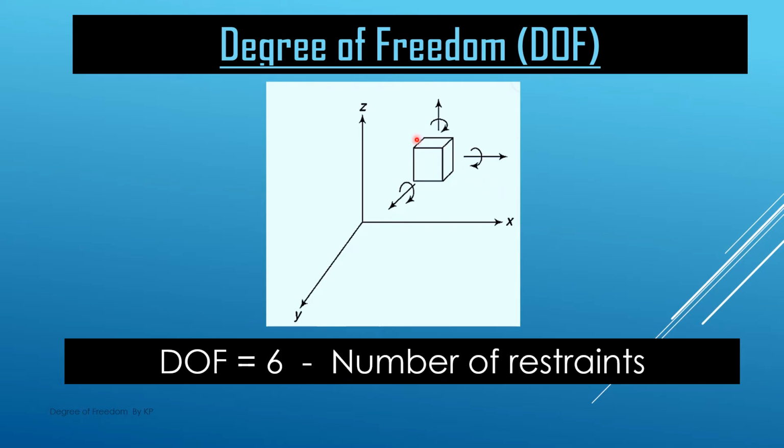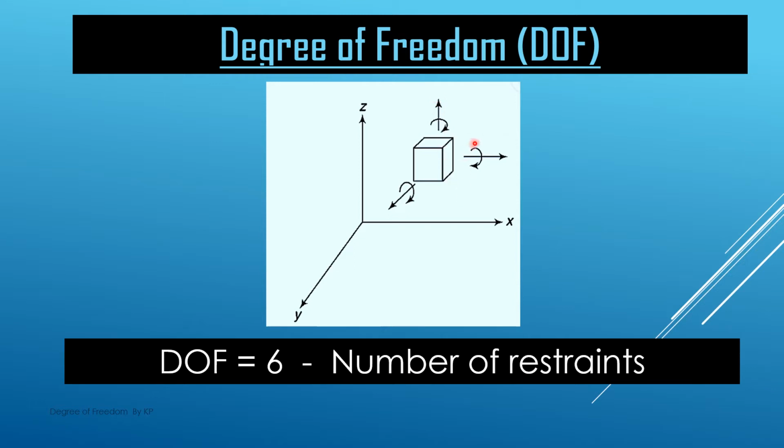So here in this figure, we are considering a rigid body. Rigid body means a body which shows negligible deformation under load. This rigid body can move along the x-axis, along the y-axis, and along the z-axis. So it is having three translatory degrees of freedom.